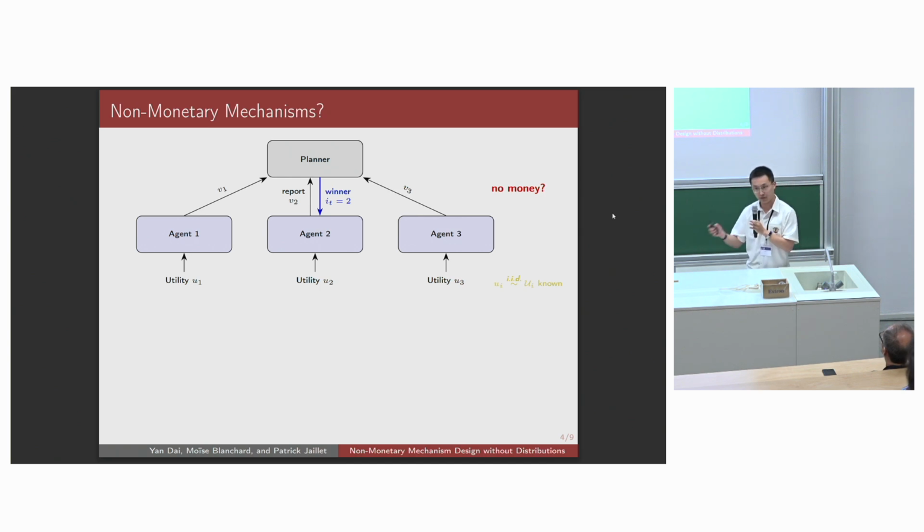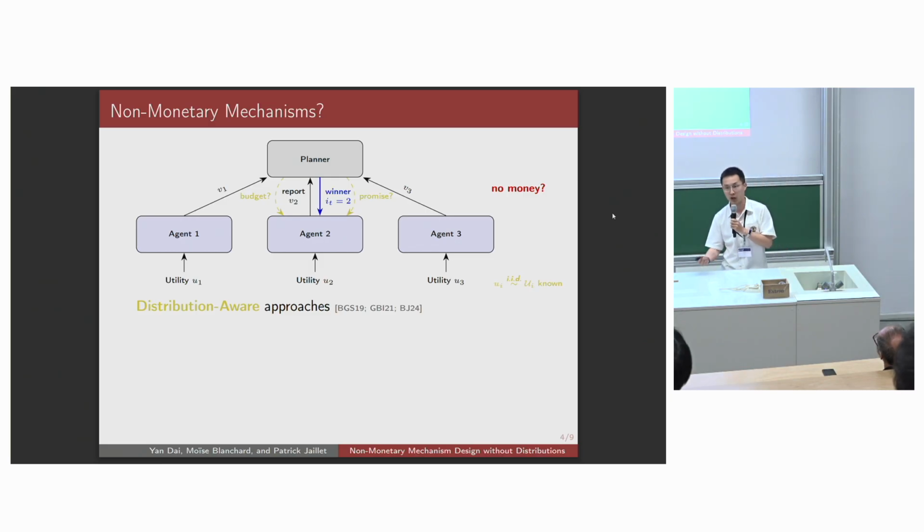It is a very classical topic, but there were some very recent advances. Some examples are, let's say that all the agents' utilities are sampled from some known distribution. Then based on this known distribution, we can allocate some budget to all the agents. Or we can promise the agents that if you're honest, then you can get what you're entitled to. And these approaches heavily rely on the knowledge of this distribution.